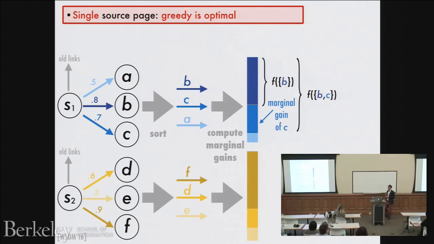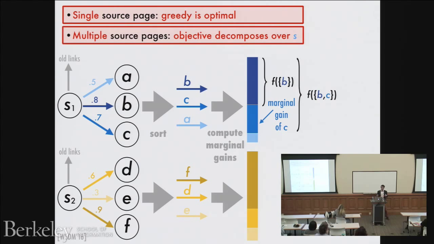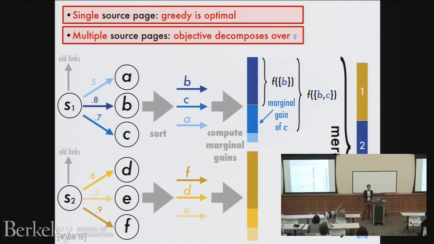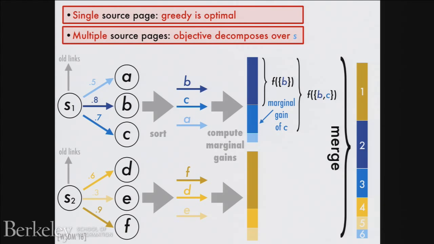Okay, now you can do that same thing for every source separately. And the crucial observation now is that once you consider multiple sources, the marginal gains are independent of each other. What I mean by that is that if you add a blue link to your solution, that will not change the marginal gains of the yellow link. And that's because our objective function decomposes into a sum of all these sources. Now, what that means is to get a global list of marginal gains, you can simply merge all those local lists into one big one, and then greedily pick the top K from that global list, and that's the global optimal solution.